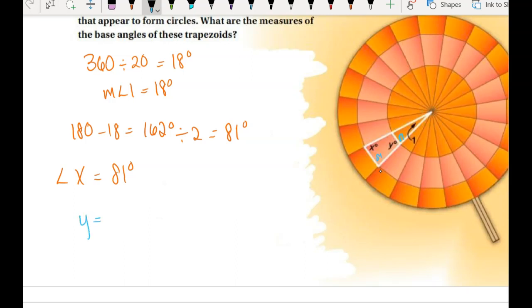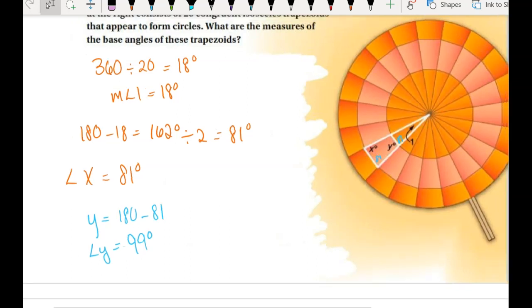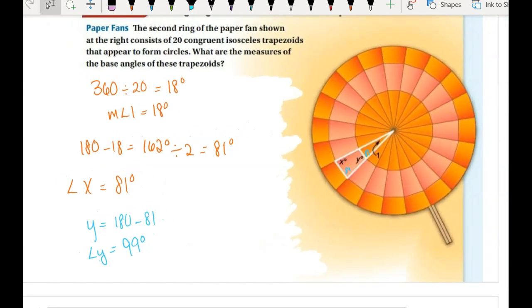So now we're going to say y is equal to 180 minus 81. So angle y is equal to 99 degrees. So even when it looks like you have absolutely nothing, with geometry, there's always a way to find something.